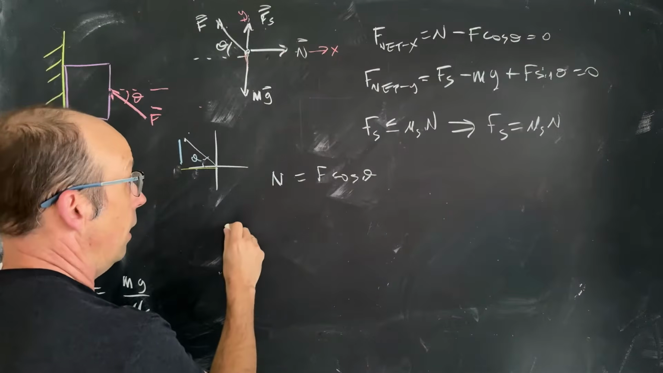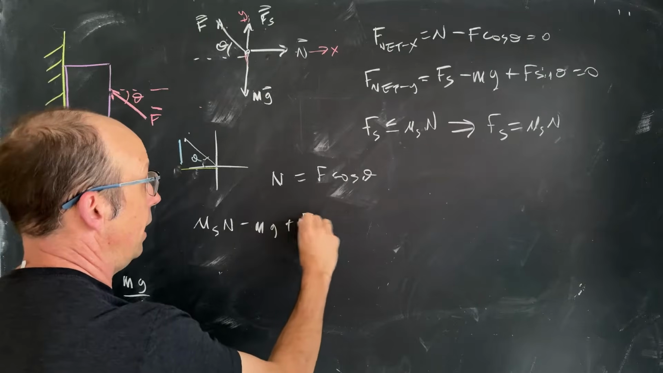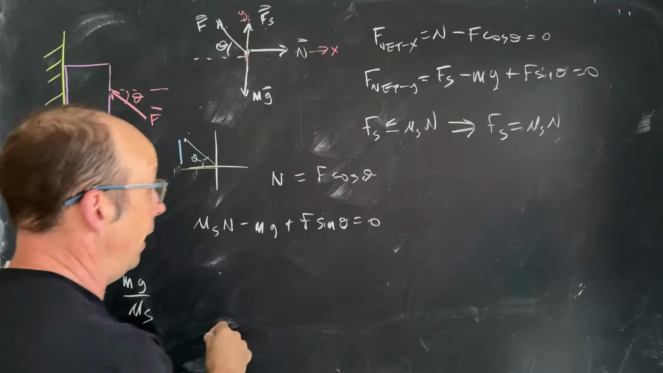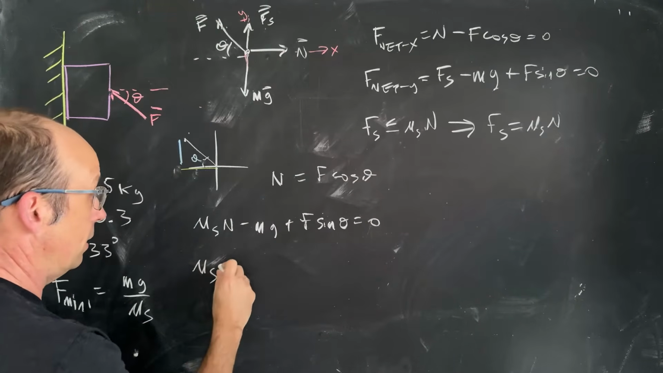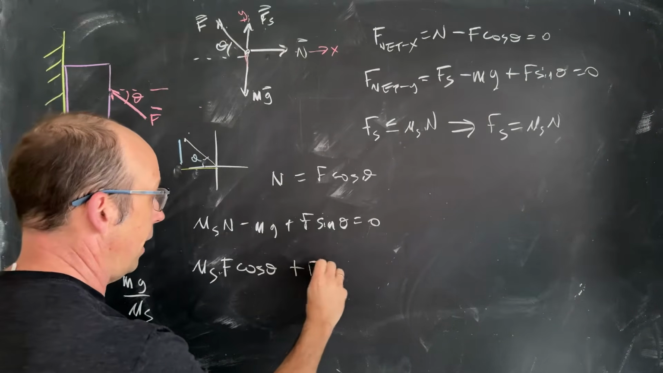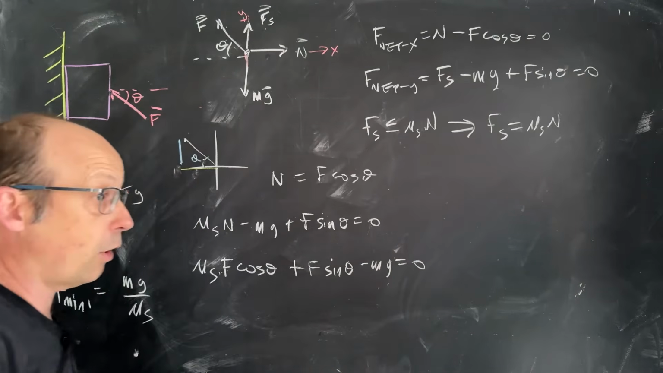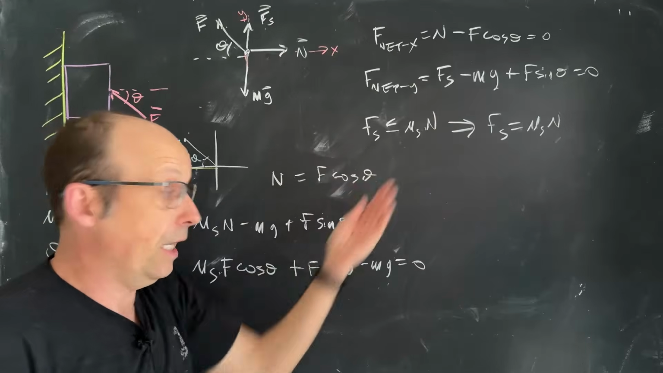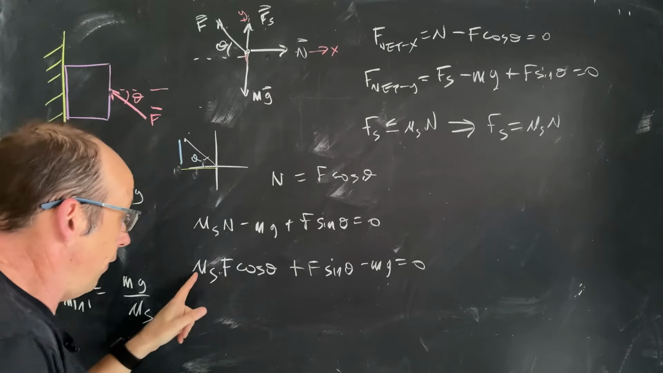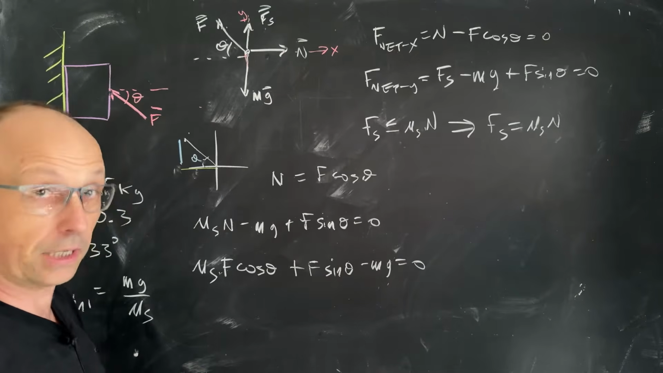So I get mu s n minus mg plus F sine theta equals 0. And now I can put in my n value. I get mu s F cosine theta plus F sine theta minus mg equals 0. So all we've done is take really 3 equations and combine them into just one equation. And now there's only one thing I don't know here, and that's F. I know mu s, I know theta, I know m, I know g. So I can actually solve for that.